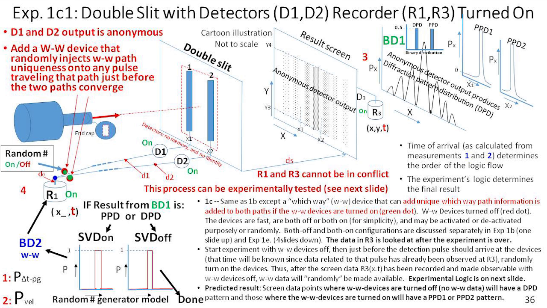So if you like, this is the opposite of an eraser experiment. This is not a delayed eraser, this is a delayed inserter. We're inserting the which way data after the screen data already has done its thing. My prediction is that when the which way device is off, we'll get the diffraction pattern because there'll be no which way data. And when it's on, we will get the particle pattern, the two bar pattern, which means there will be which way data when it's on.